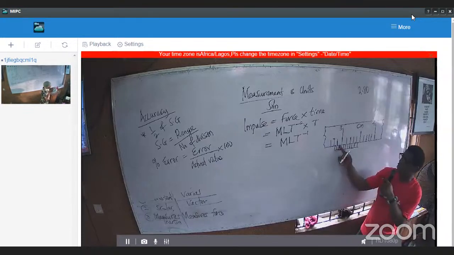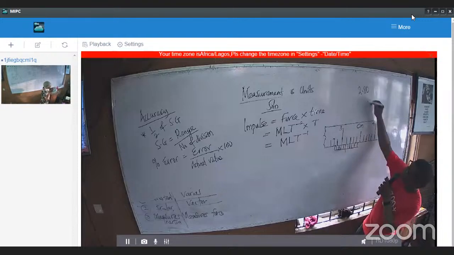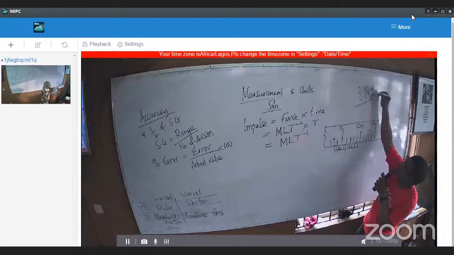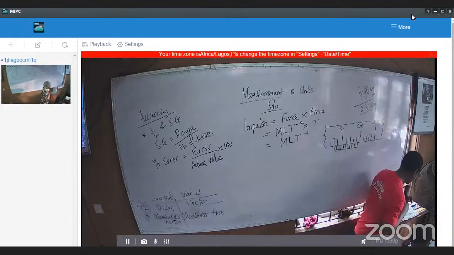0.01, 0.02, they're not on the same line. 0.03, 04, 05, 06, 07, they're on the same line. So I'll now record 0.07 cm. So the answer will now be 2 point what? That's the answer. Look for where they're on the same line.